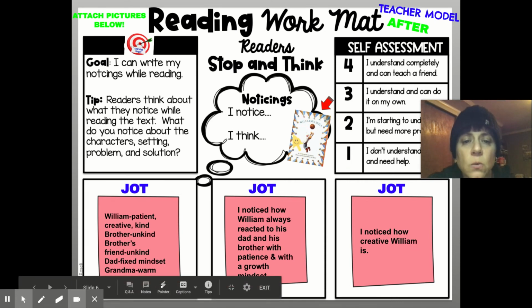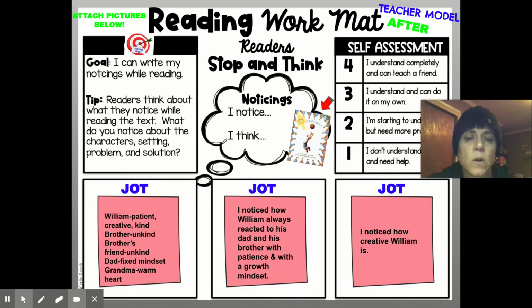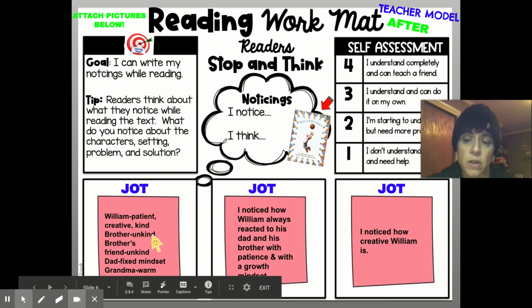What you will see right here on your reading mat is that there is going to be an empty box. And I want you to snap a picture of the book that your noticings came from today. So this is an example from our read aloud of William's Doll. So the first thing I noticed, and maybe you did too, is that William is very patient and he's creative and he's kind. I noticed that his brother and the neighbor boy are unkind. I noticed that his dad has a fixed mindset and his grandma is warm-hearted.